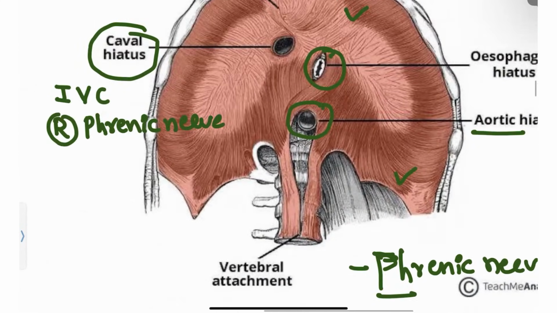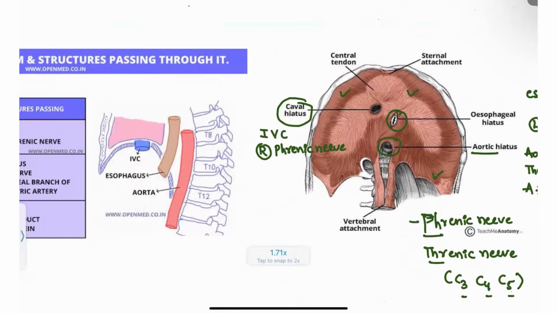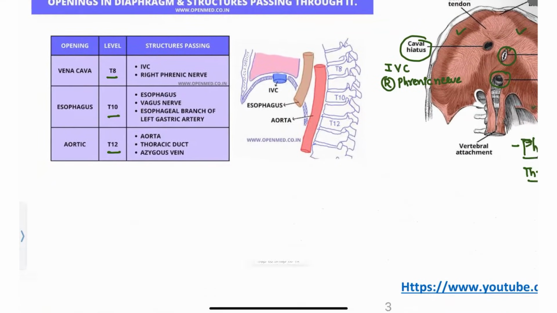This is the main supply for this muscle, and this muscle is very important for both inspiration and expiration. Especially for inspiration, this muscle plays the main role. Right? This is your structure and diaphragm openings. Next, moving on to the heart.